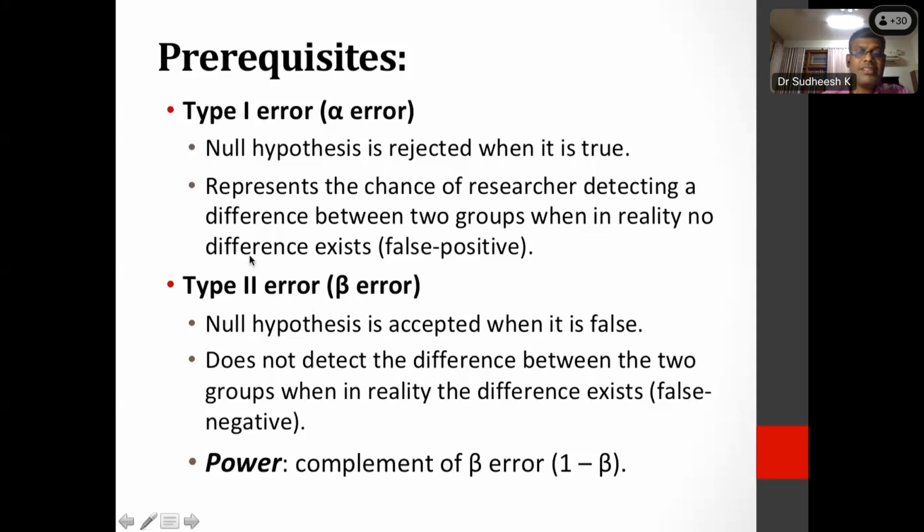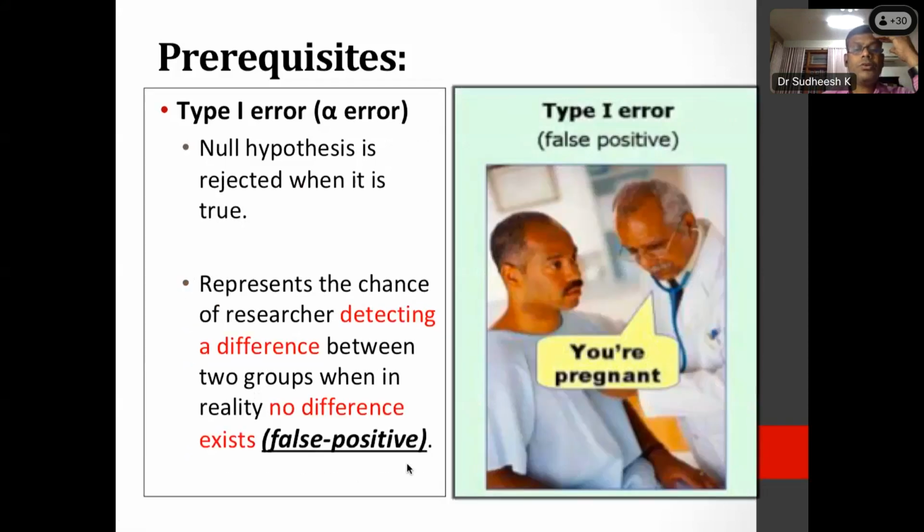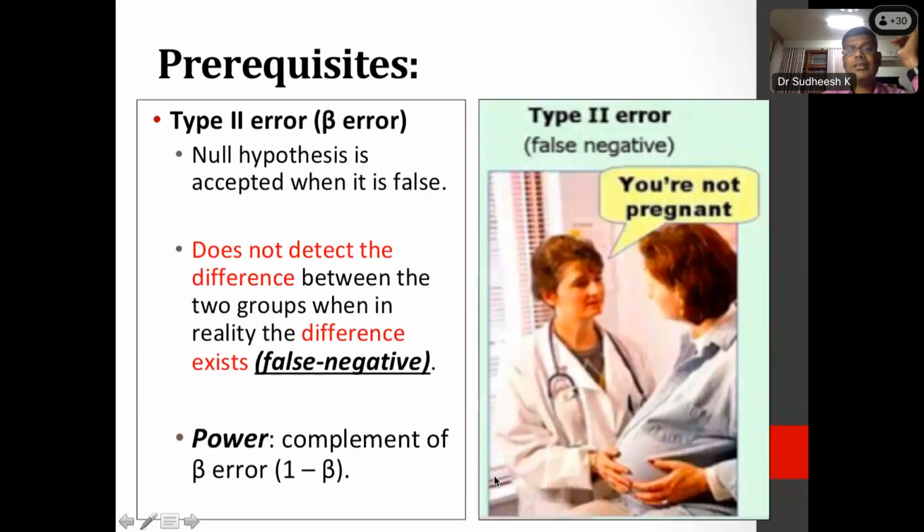The power of a study is nothing but the inverse of type 2 error, that is 1 minus beta error. Suppose you are assuming a beta error of 20%, that means the power of the study you are assuming is 80%. Here is an example for type 1 error: a doctor telling a male patient that you are pregnant. This is a false positive. Type 2 is where a full-term pregnant woman is told that she is not pregnant. This is a false negative.